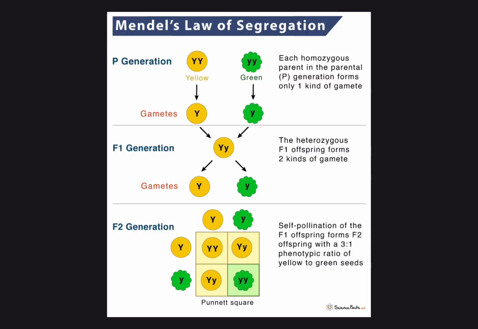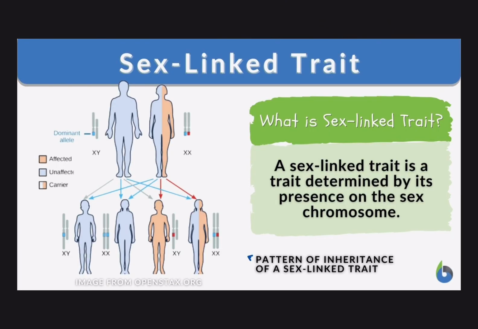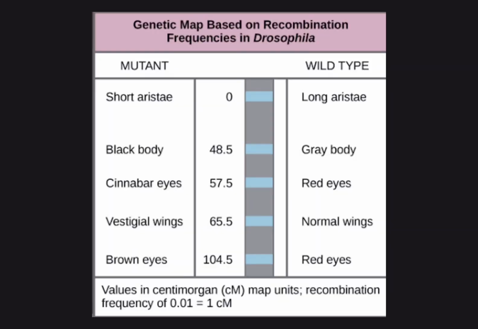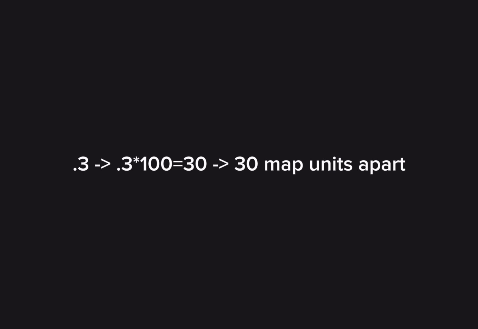In reality, many traits do not follow the ratios predicted by Mendel's laws, as some genes are adjacent and close to one another on the same chromosome, and they are called linked genes. They are less likely to be separated during crossing over. Traits that are determined by genes located on sex chromosomes are sex-linked traits. Map distance tells you how close together a pair of linked genes are. Linked genes usually have a recombination frequency of less than 50%. If a pair of linked genes have a recombination frequency of 30%, that means they are 30 map units apart.